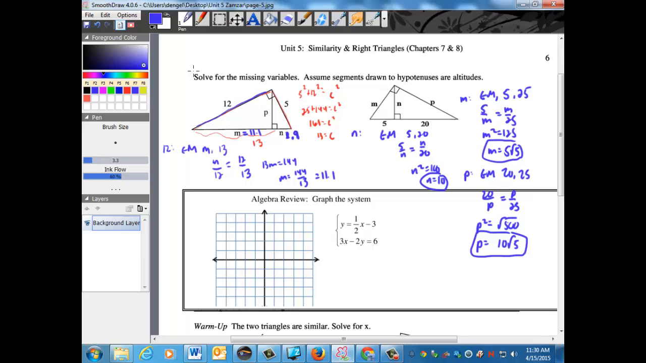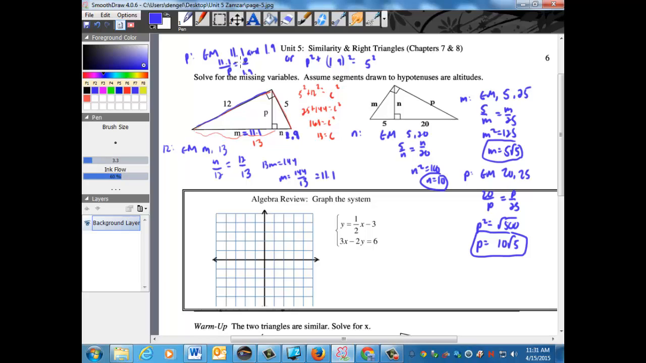All right, then for p, there's a few ways that we can do this. For p, I can take the GM of 11.1 and 1.9, or I can say that p squared plus 1.9 squared is going to equal 5 squared. All right, a squared plus b squared equals c squared. So this would give me 11.1 over p equals p over 1.9. Let's cross multiply, 11.1 times 1.9.